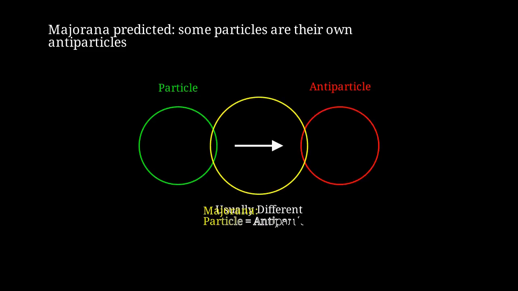Here's the key idea visually. Normally, a particle and its antiparticle are distinct objects. But a Majorana particle is special. It is identical to its own antiparticle. It's its own mirror image, in a sense.